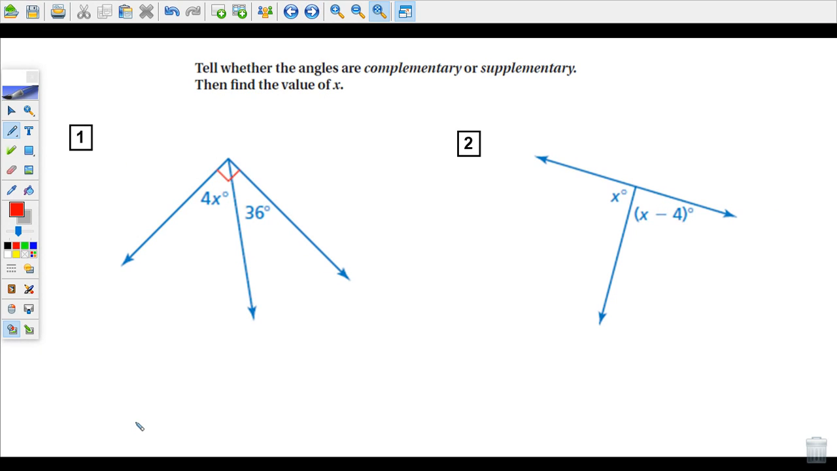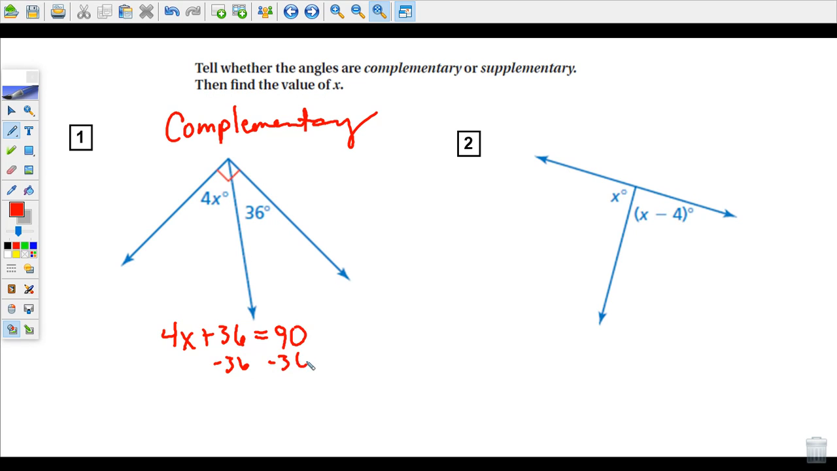Now we're going to identify complementary and supplementary. We're also going to find values of x. And number 1, these are complementary because we see that they form a 90-degree angle. So that tells us our equation is this angle plus this angle equals 90. So 4x plus 36 equals 90, and then we solve that equation to find the value of x.